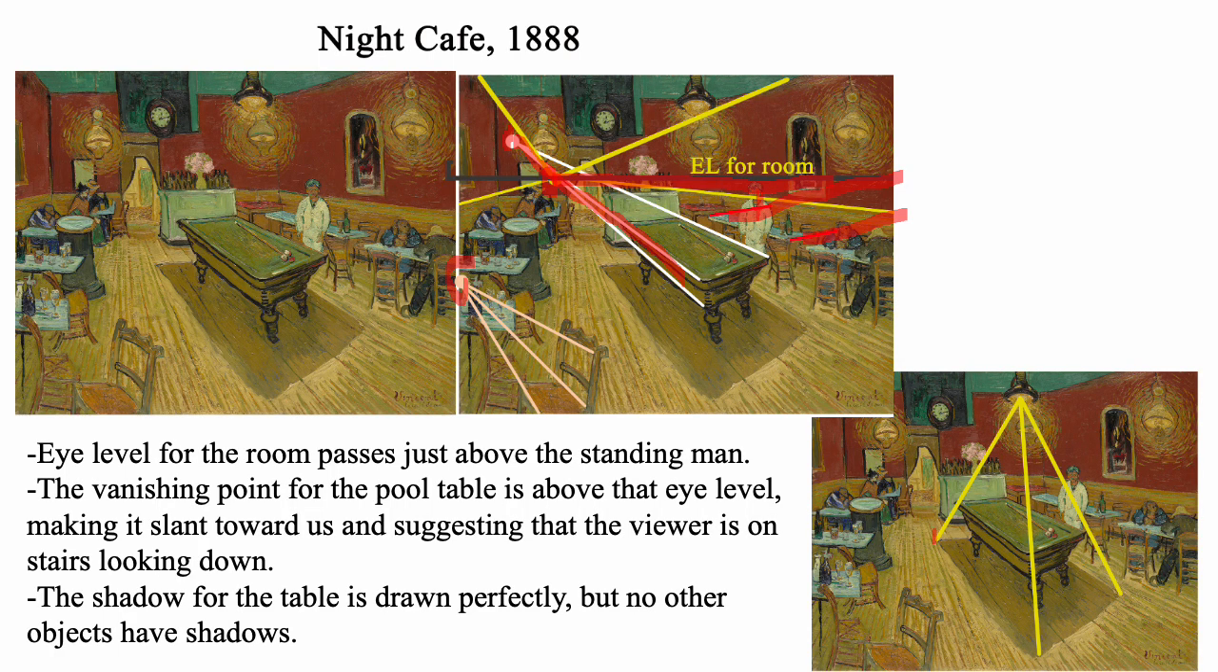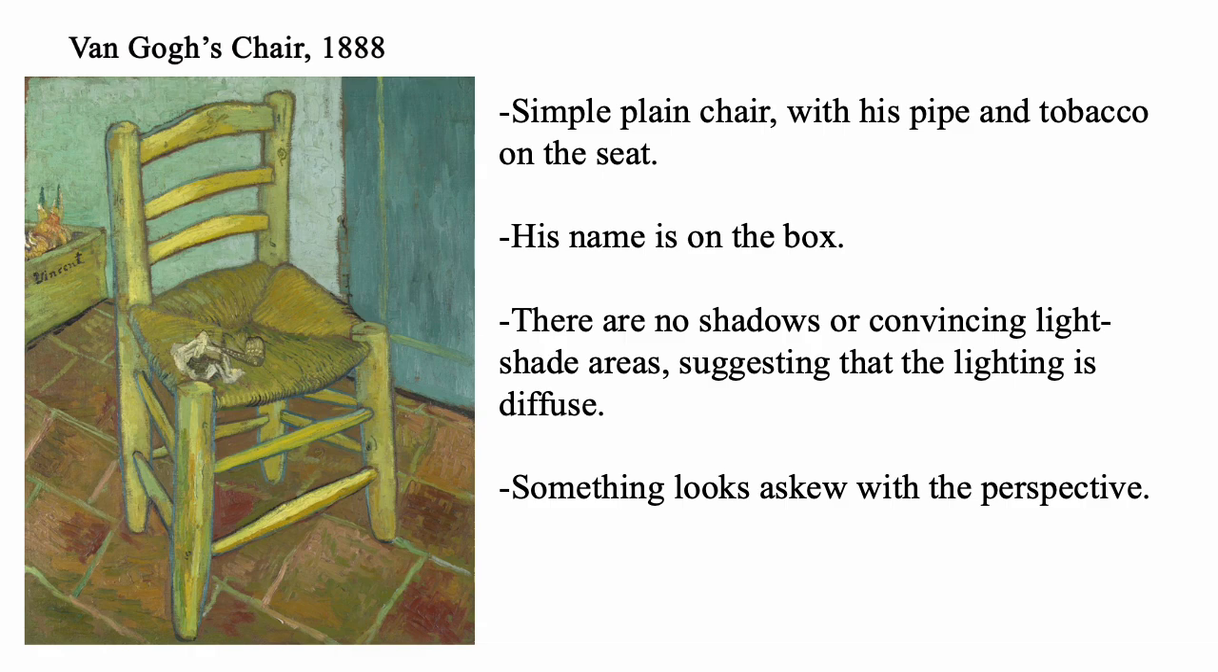Now, interestingly, the shadow here is drawn perfectly, where it goes from the corners of the table to the corners of the shadow. But no other objects have shadows. Van Gogh painted this chair as a simple, plain chair with his pipe and tobacco here and his name on the box over here. There are no shadows or convincing light shade areas except perhaps right here. So the lighting appears to be diffuse without any one direction. But something looks askew with the perspective.